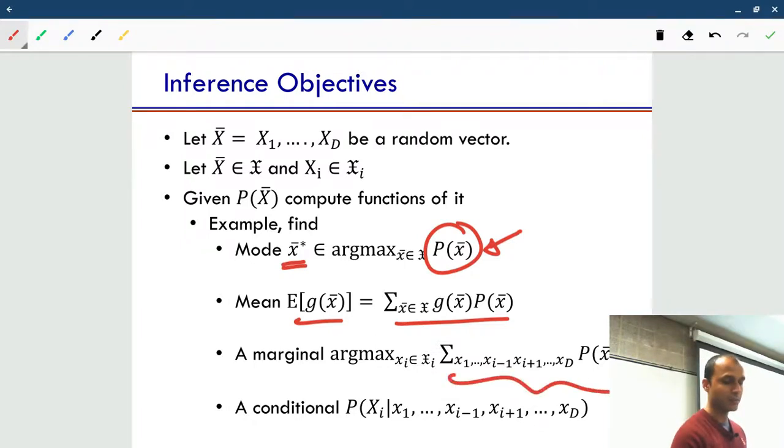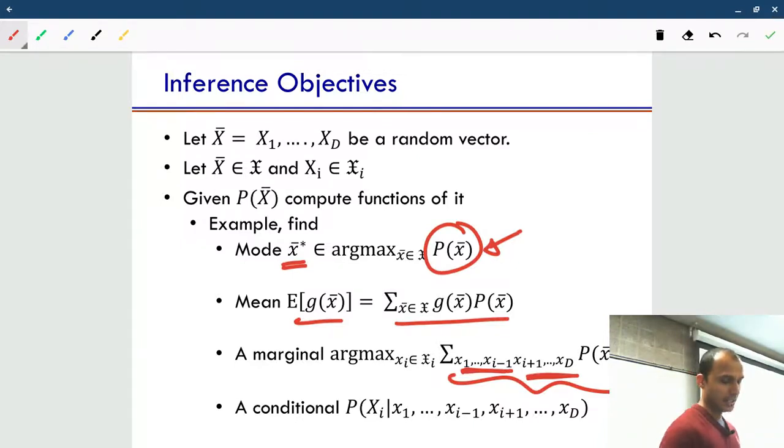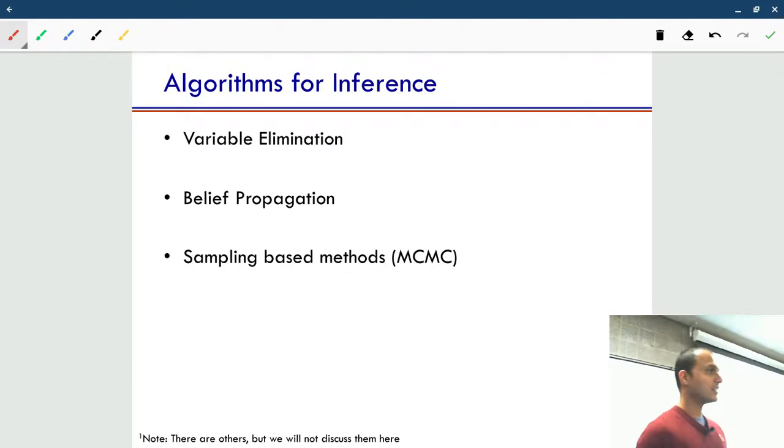First of all, you need to sum over everything else, for example in this case x1 to xi minus 1 and xi plus 1 to xd. This summation will give you the probability of the marginal distribution of just xi, and then you can find the max over that particular feature only. And then things like conditional probabilities. All these can be reduced to summations over the joint distribution. A conditional probability is a summation over the joint distribution divided by another summation over the joint distribution. In fact, in the numerator there's no summation, and in the denominator there's a summation. So those are inference objectives.